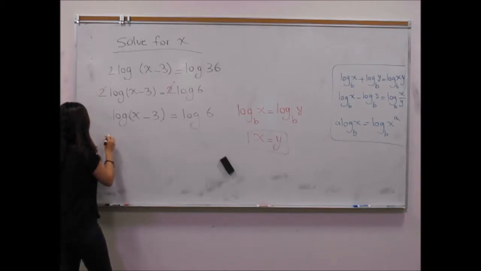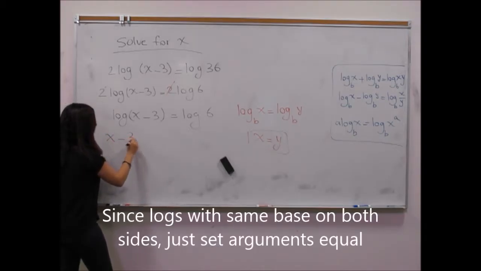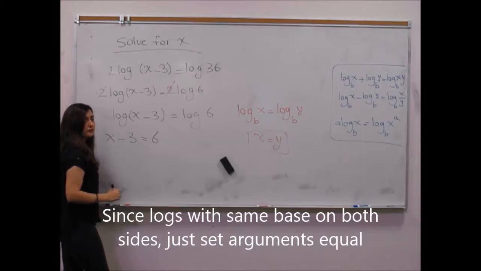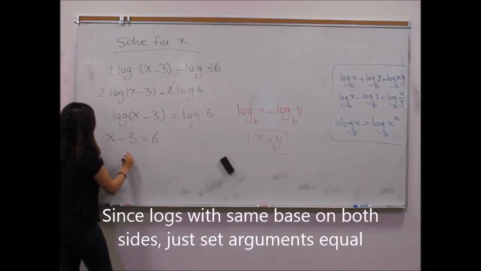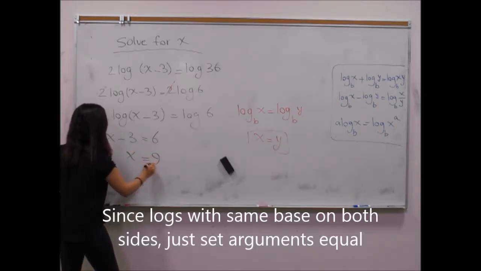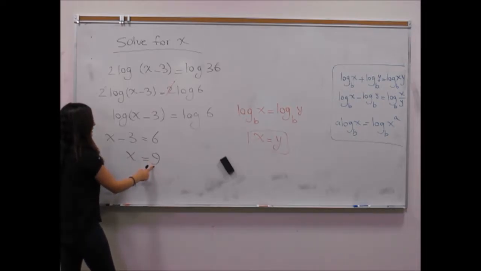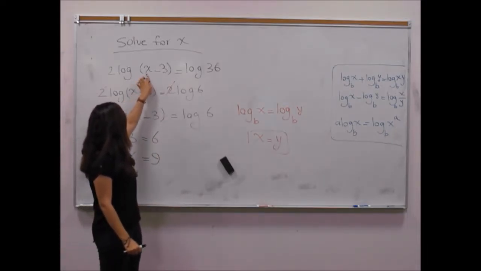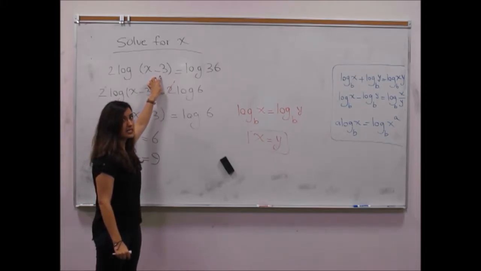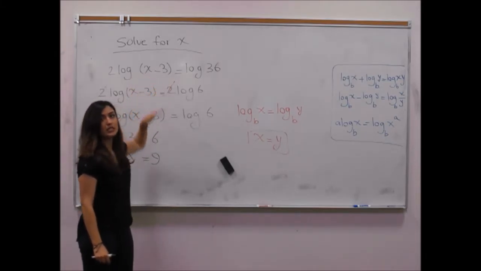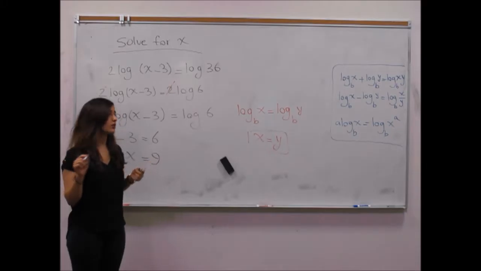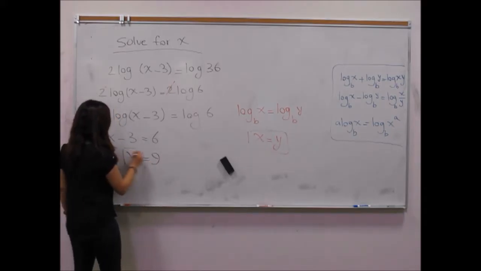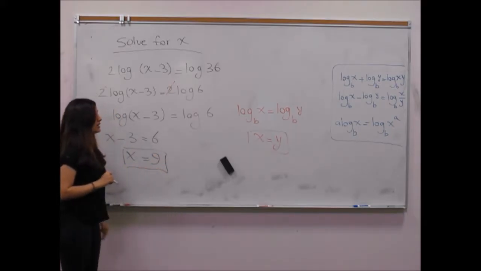So here I can set x minus 3 equal to 6, and then plus 3, I get that x is equal to 9. We can check that in our equation. If I plug in x equal to 9, I would have x minus 3, which is 6, and I have log of 6, and 6 is a positive number, so that works. And x equal to 9 is our solution.